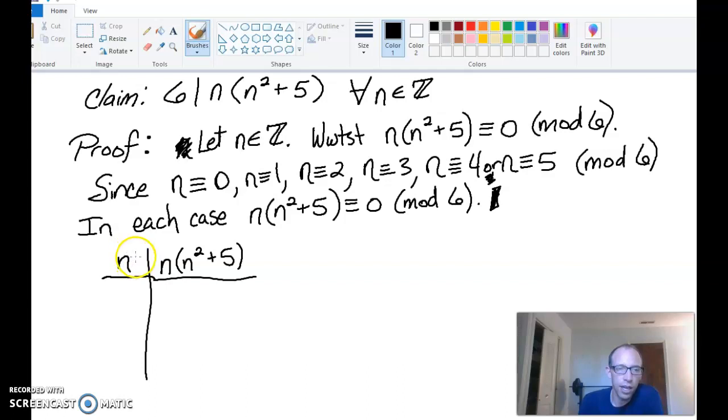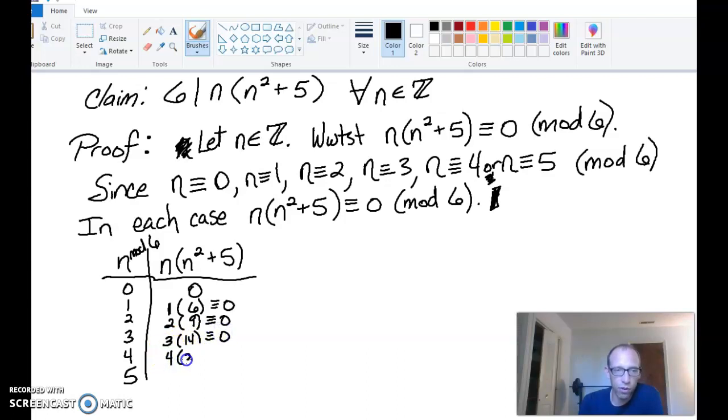What I mean is it's equivalent to this number, mod 6. So this would either be, well, if n is 0, then this whole thing is 0. If n is 1, we have 1 times 6, which is 0. If n equals 2, we have 2 times 9, which is 18, and that's equivalent to 0. If n is 3, we have 3 times 14, which is 42, equivalent to 0.